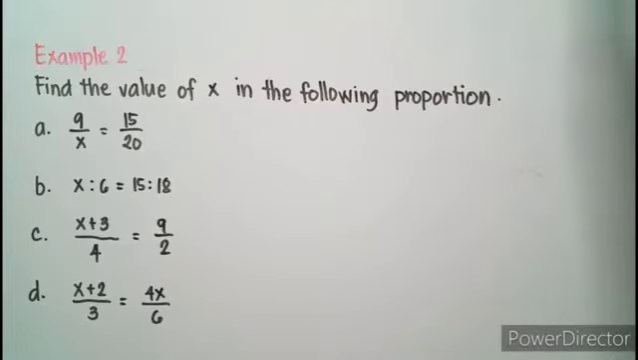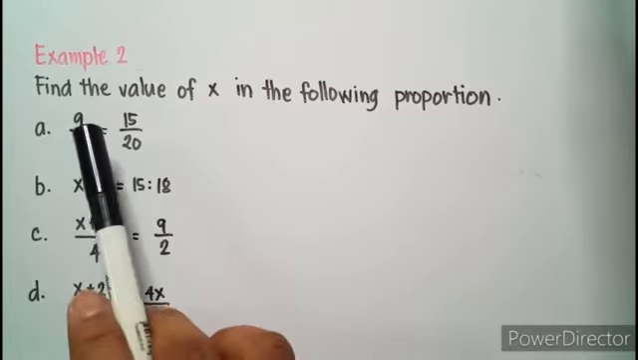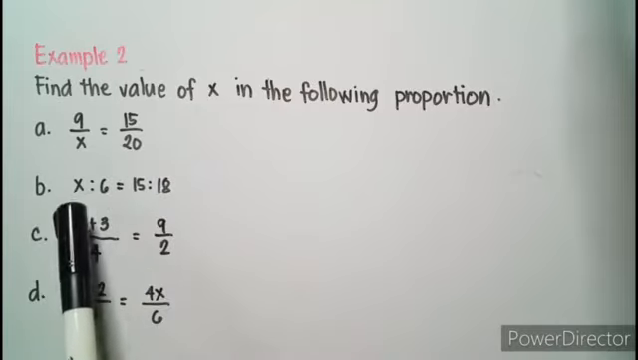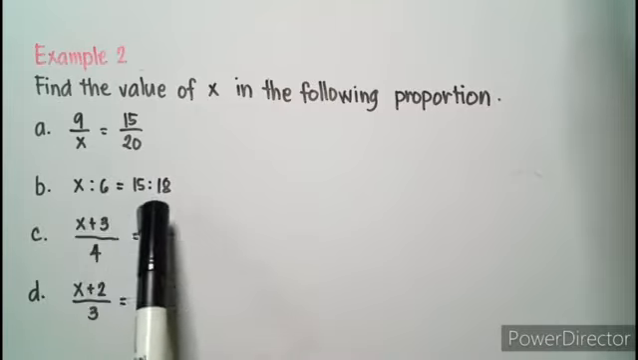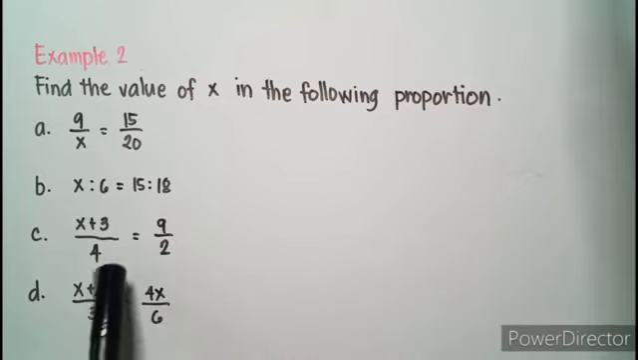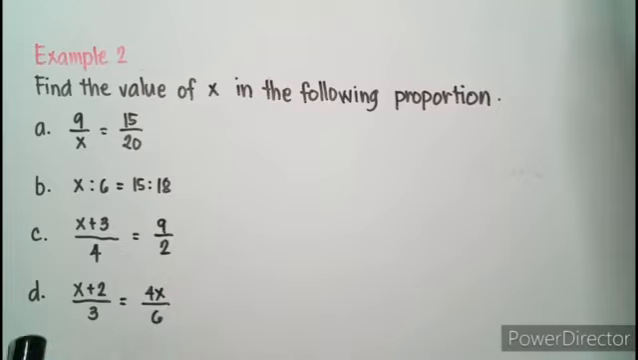Example 2. Find the value of x in the following proportion. Letter A, 9 over x is equal to 15 over 20. Letter B, x is to 6 is equal to 15 is to 18. Letter C, x plus 3 over 4 is equal to 9 over 2. And letter D, x plus 2 over 3 is equal to 4x over 6.